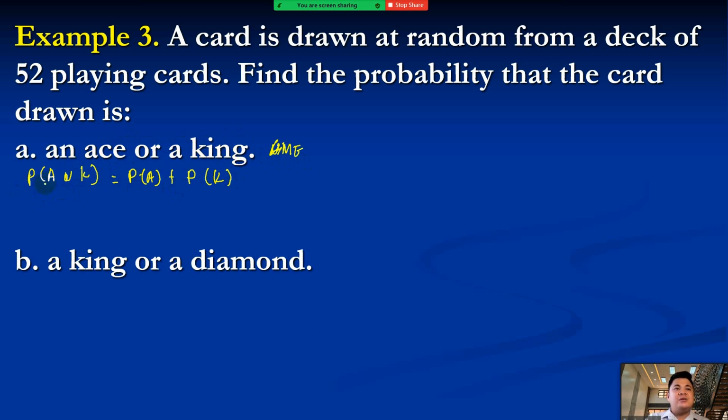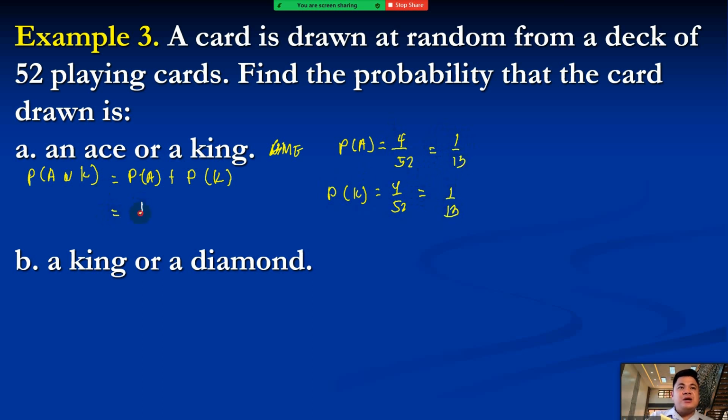So we can say that the events are mutually exclusive, and the formula that we're going to use is probability of A union K is equal to probability of getting an ace plus the probability of getting a king. But first, we have to solve the individual probability of getting an ace. How many aces? We have 4 over 52. How many kings? We have 4 over 52 as well. If we simplify this, it will be 1 over 13. Same as this, 1 over 13.